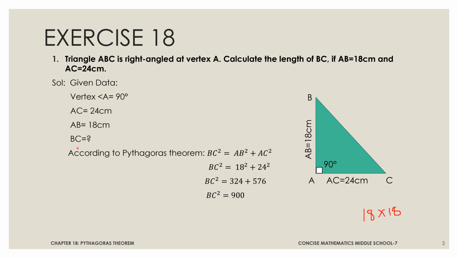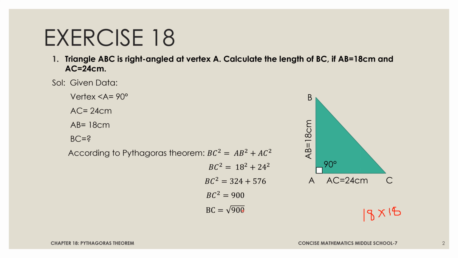But we need to find out only BC. But here you are having a square. At that time, this square will become a square root. That is BC is equal to square root of 900. To remove this square, we have to do the square root for this 900 because we need the value of only BC, not BC square.